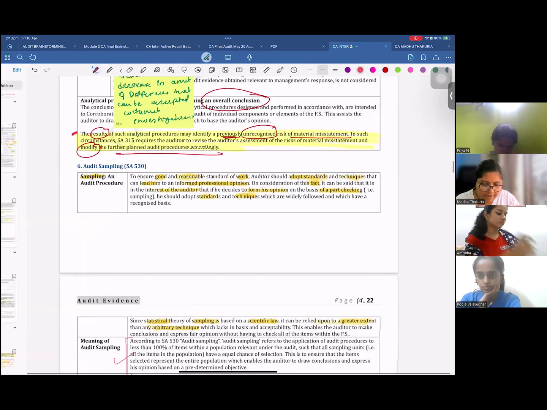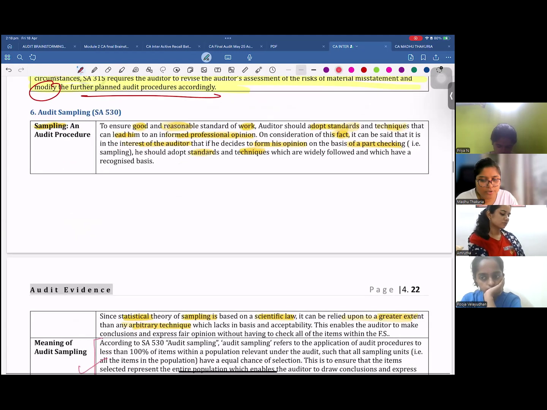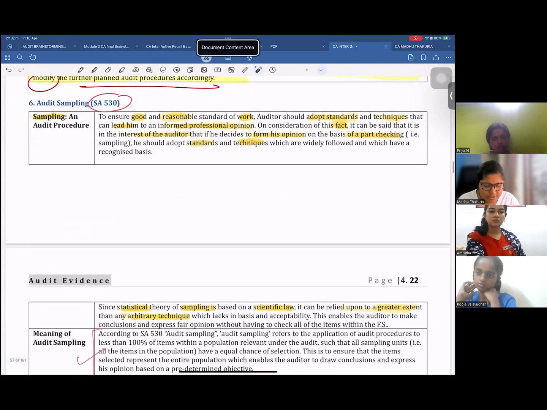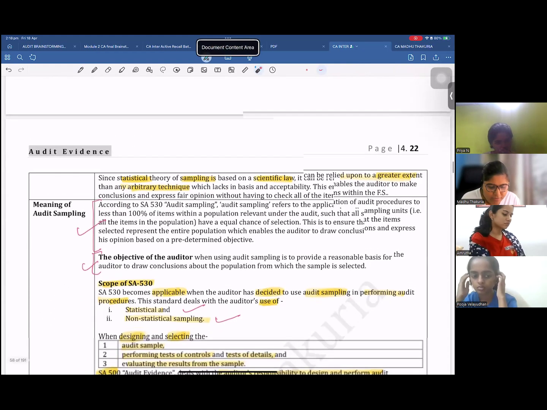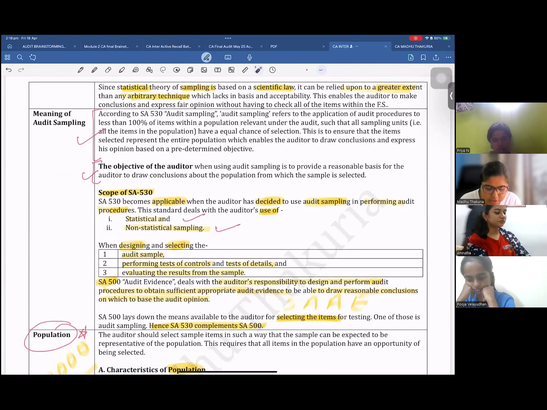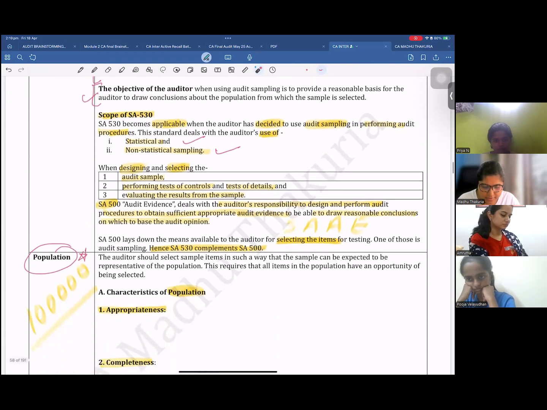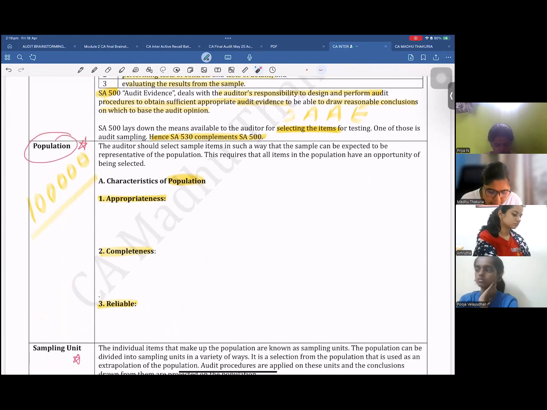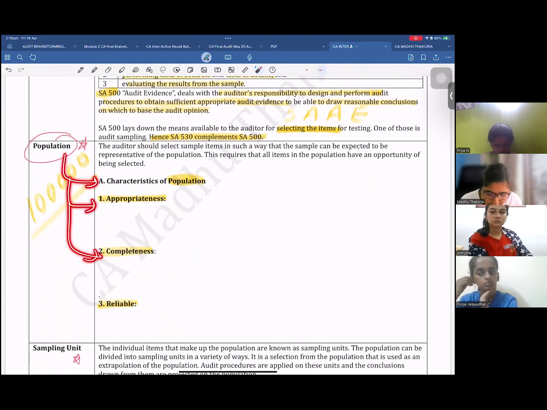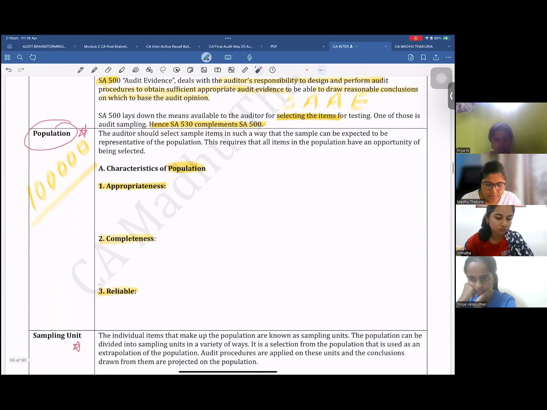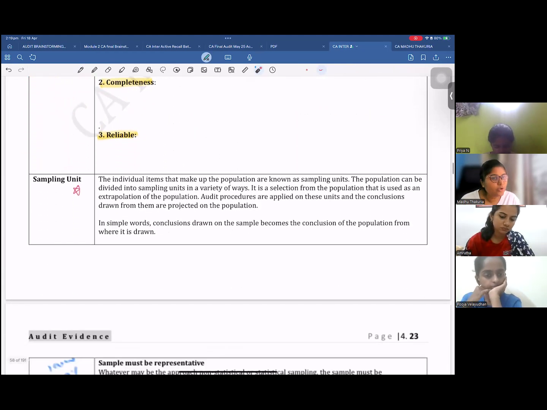Now, when you come to SA 530 audit sampling, I am just going through the topics you can expect in questions, right? There is a topic of sampling as an audit procedure. Then there is the meaning of sampling. Under the meaning of sampling, they also discuss the objective of the auditor and scope of audit. Then you have the topic of population, and under it you will talk about the three characteristics of the population, that is appropriateness, completeness, and reliability.